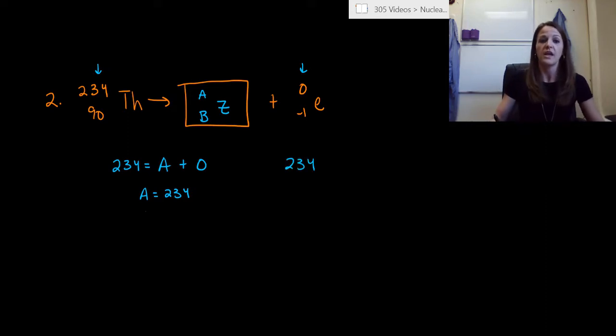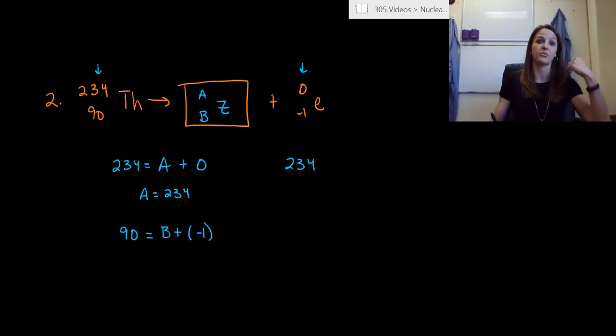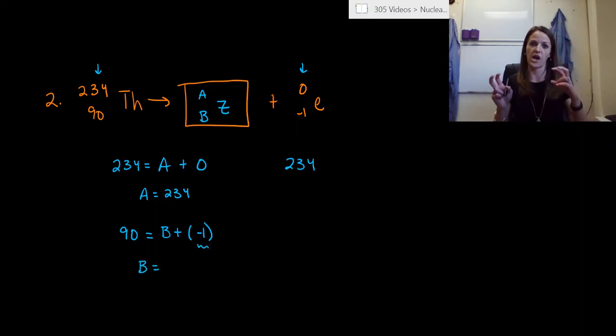That's our superscript. Next one, we're going to do the exact same thing but with our subscripts. For this one, we're going to take our reactant, which has an atomic number of 90. We're going to set it equal to B plus a -1. Just like with the previous example, we're going to solve for our B again. We have to add this -1 component, so there's actually a little bit of subtraction involved.